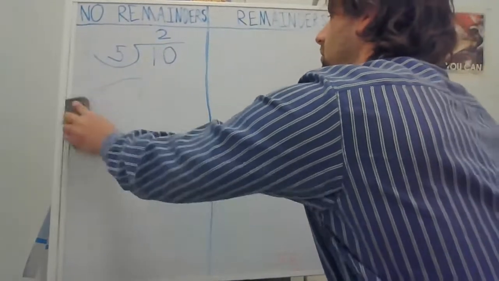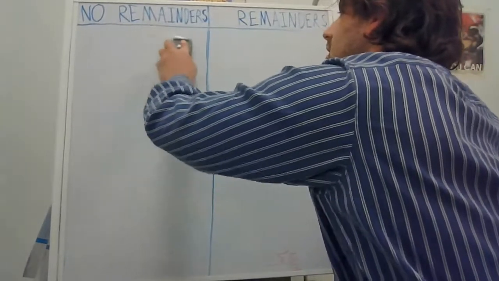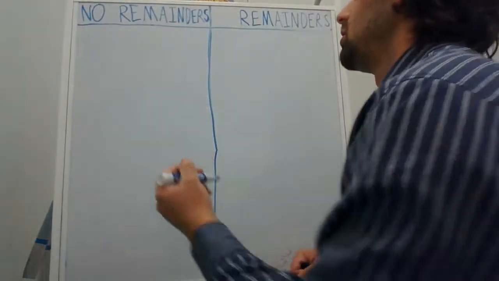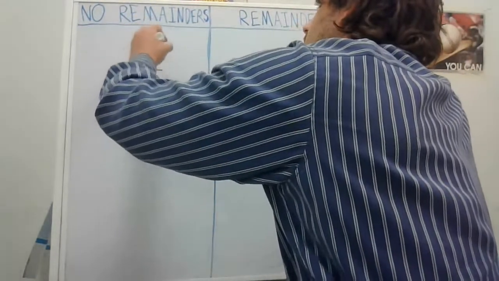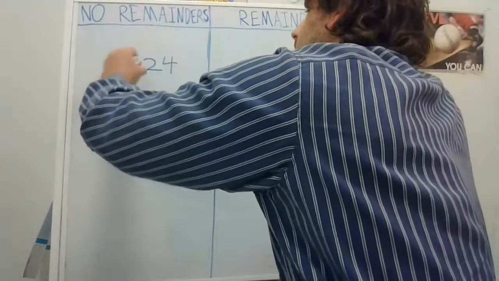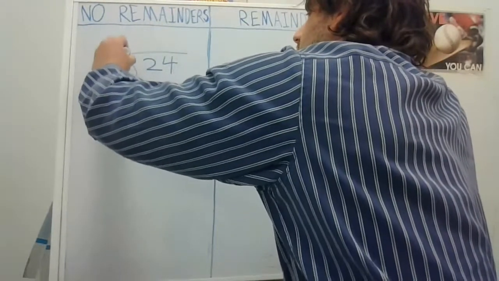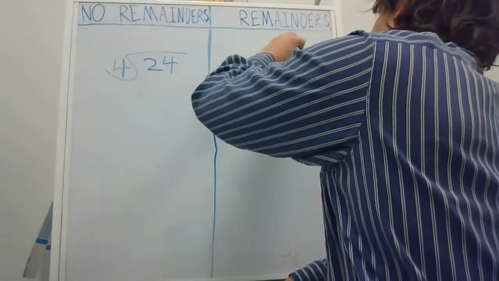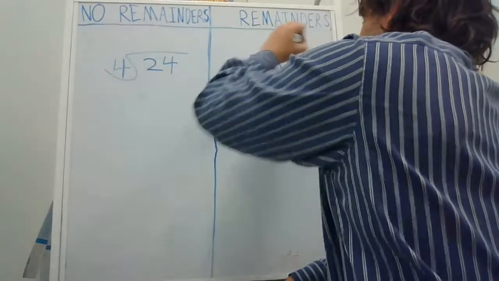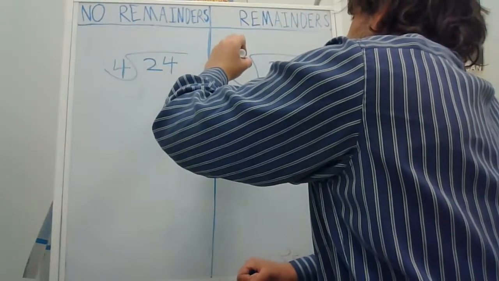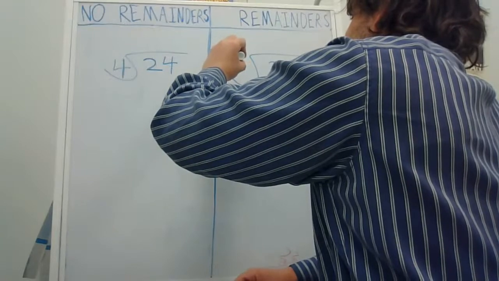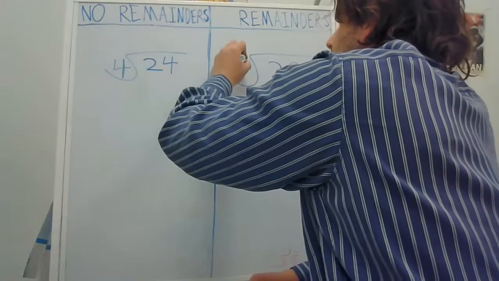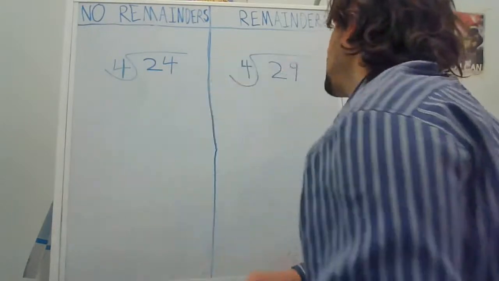A lot of my students still working with the 2 digits. So let's go. So no remainders. All right. Let's go, 24 divided by 4. And we'll go 29. 29 divided by... I wanted to do the same number. Yeah, why not? 29 divided by 4.